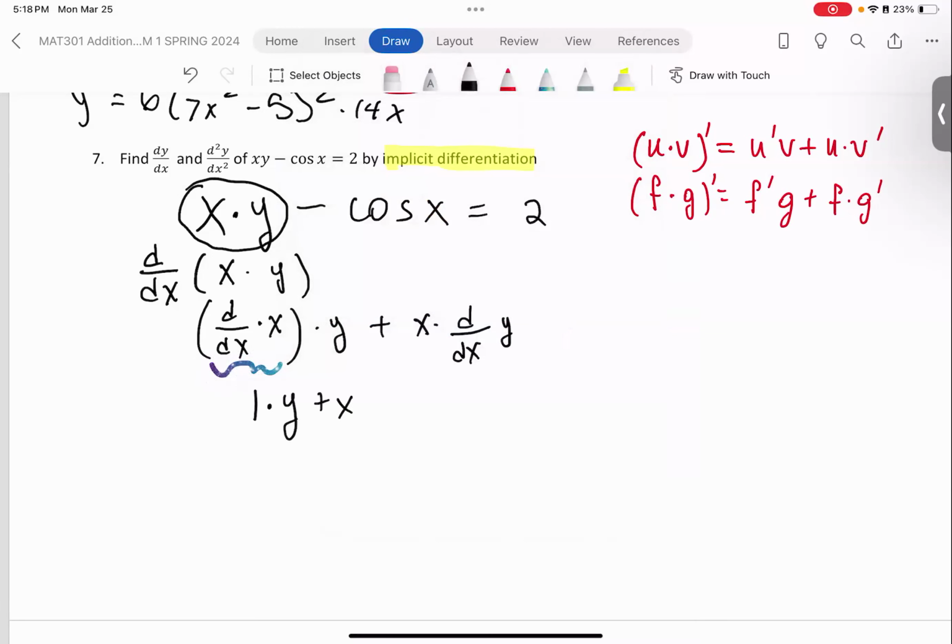And what's the derivative of y? So some of you writing this as y prime, some of you writing as dy dx, some of you can write it as 1 times dy dx, but that's the idea of the implicit differentiation.